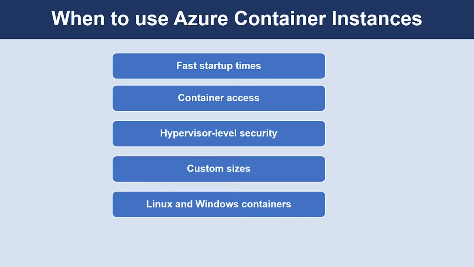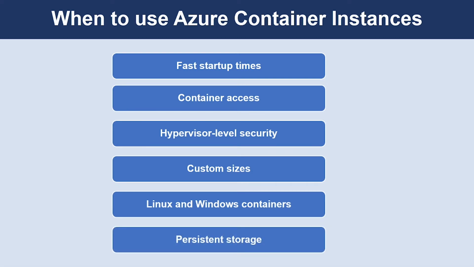Another feature is Linux and Windows containers. Azure Container Instances can schedule both Windows and Linux containers with the same API. Simply specify the operating system type when you create your new container group. For Windows container deployments, use images based on common Windows base images. And finally, persistent storage. To retrieve and persist state with Azure Container Instances, Microsoft offers direct mounting of Azure file shares backed by Azure Storage.